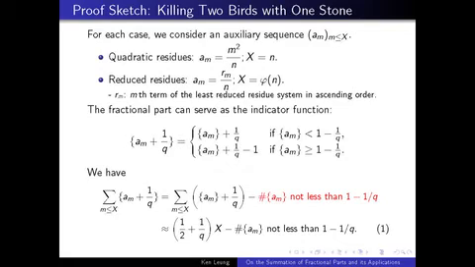Here is the proof sketch for both quadratic and reduced residues. Because their proofs are very similar, that's basically killing two birds with one stone. So for each case, we consider an auxiliary sequence a_m with x terms. Then the distribution is more or less the same as the distribution of the quadratic and reduced residues, and the fractional part can serve as the indicator function here. So now our goal becomes finding the number of terms not less than 1 minus 1 over q, where q equals 3 or 4. So we'll have this equation 1 here.